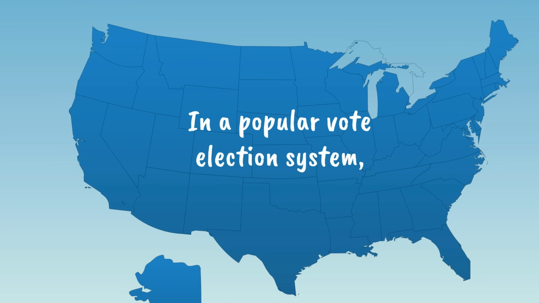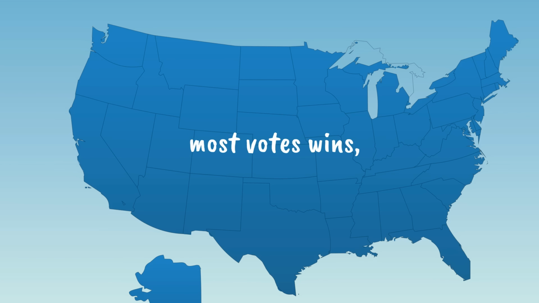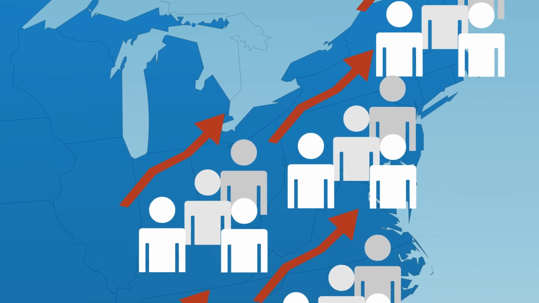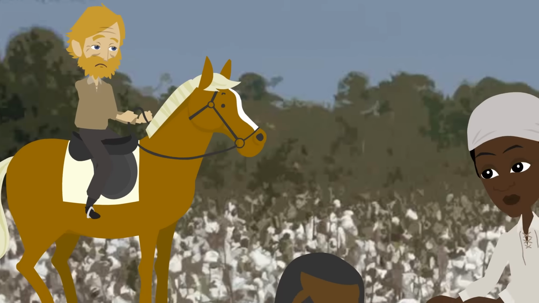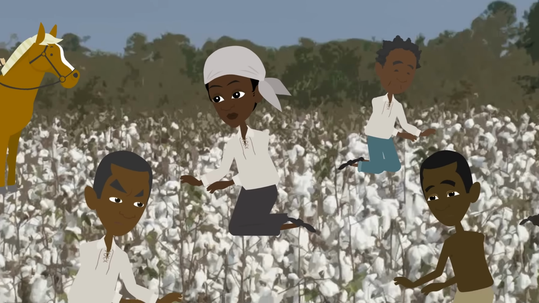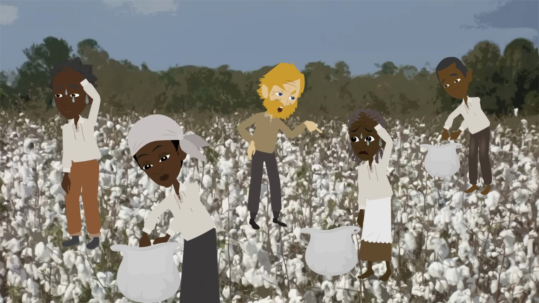In a popular vote election system, meaning the candidate with the most votes wins, the North would have outnumbered the South in every election. The South had a large population, but approximately 550,000 enslaved Africans were not eligible to vote.